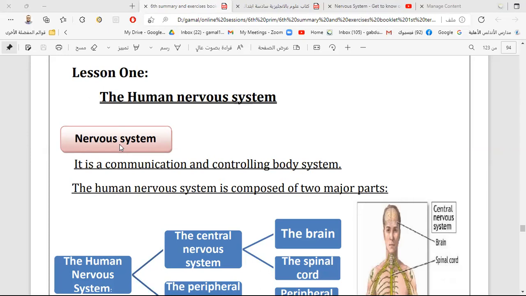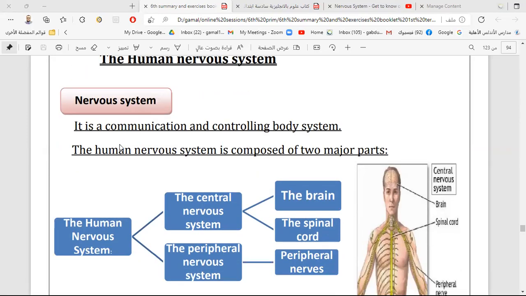Okay, so we have the human nervous system, the most important system in our body. The system which controls all the body systems. The system of communication. It is like the computer processor, the most important part in the computer. Your brain, your spinal cord, and your nerves are the parts of the nervous system, and they are very important.